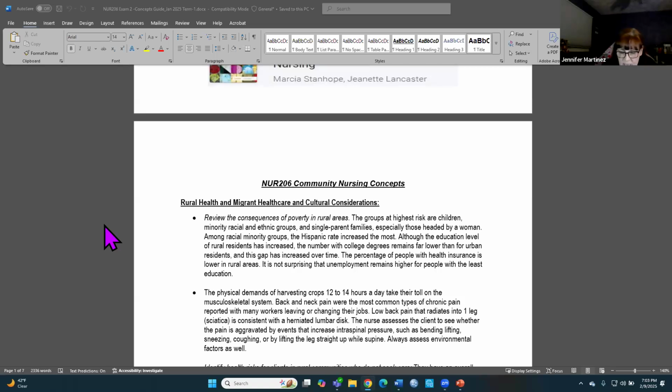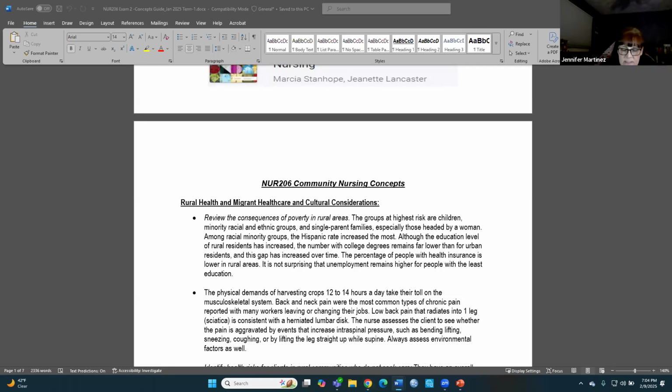Rural areas are those areas that, I forgot what I was going to say. I've got to find my notes. Sorry. Communities that have fewer than 20,000 residents, or fewer than 99 persons per square mile.